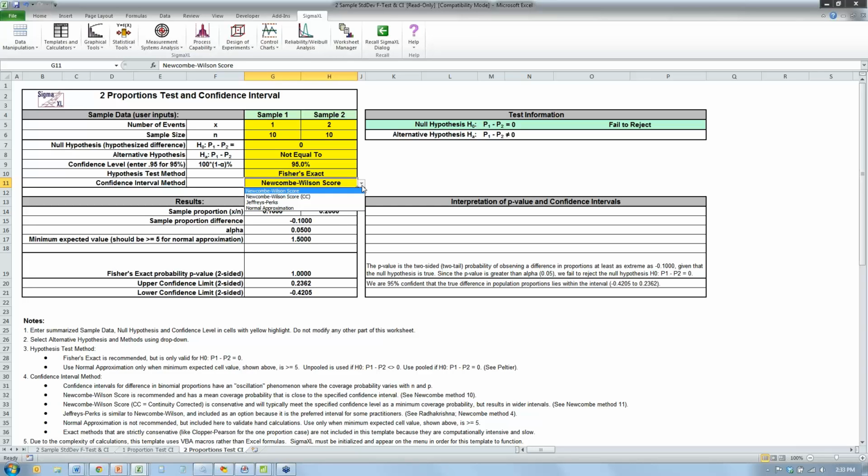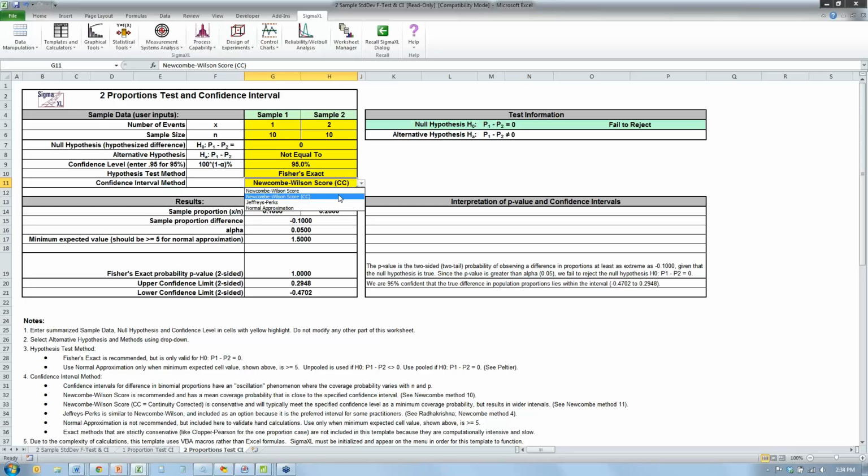The recommended confidence interval is the Newcombe-Wilson. That gives, on average, a 95%. And there is something called a continuity corrected, which is more conservative. So what I would suggest is if you were needing a more conservative confidence interval, you could go with the continuity corrected. But if you just want 95% on average, then go with the Newcombe-Wilson. Newcombe-Wilson score continuity corrected is not considered an exact method because it does not guarantee 95% under all conditions, but it's definitely more conservative than the regular score method.